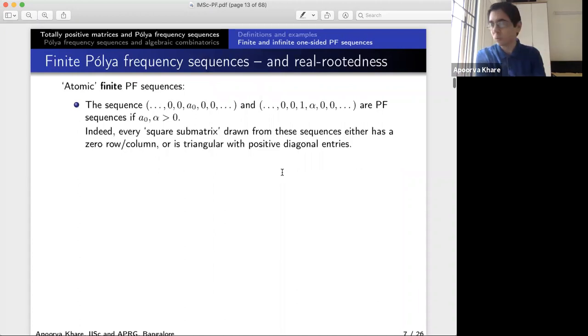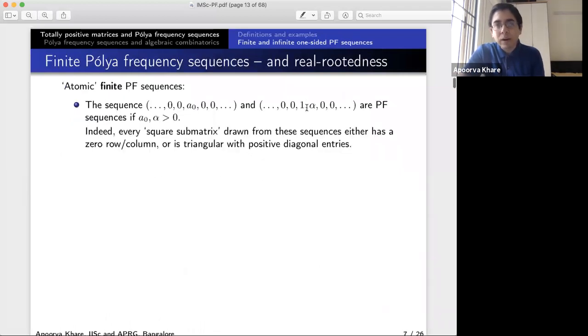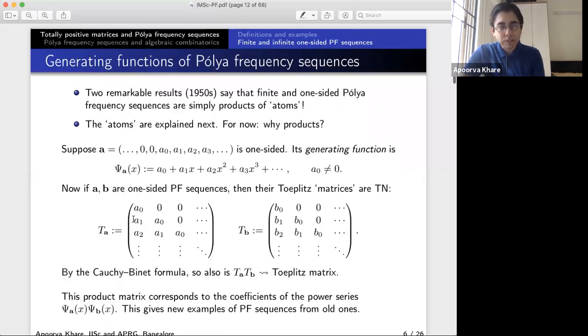So first the finite ones, which is simpler. So I claim that the following two are examples of finite Polya frequency sequences. Basically, if you look at the first one, that corresponds to a matrix, which is a diagonal matrix with a positive number here. So of course, every minor, every determinant, every submatrix either has a row of zeros or a column of zeros, or it has a naught along the diagonal. It's a diagonal matrix, positive determinant. And similarly, I look at the other one, it's 1, alpha. So that looks like the following.